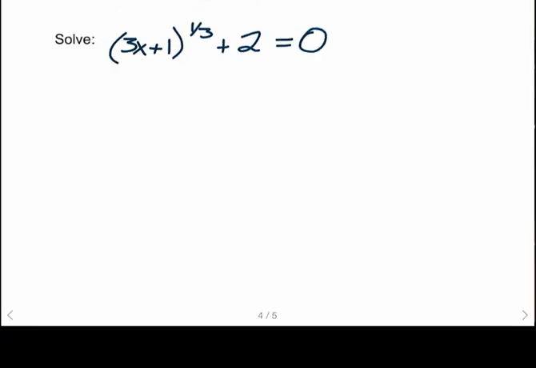Next, we're going to solve the quantity 3x plus 1 to the 1/3 power, plus 2, is equal to 0. Not fair. This is about radicals. Yeah, that 1/3 power represents the cube root of 3x plus 1. So it's a radical, which I want to isolate. So I'm going to subtract 2 from both sides, leaving me with, if you like, the cube root of 3x plus 1 is equal to negative 2. We didn't have to take this into the cube root world.